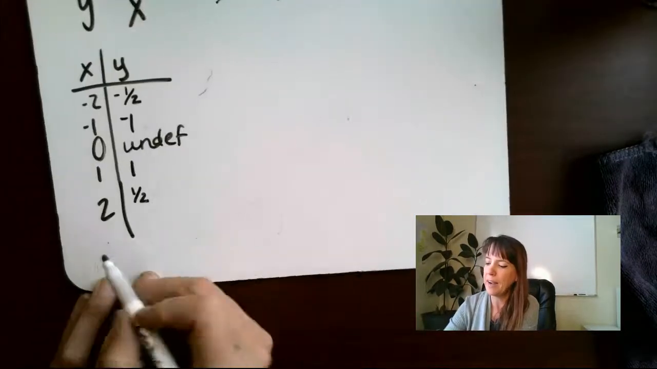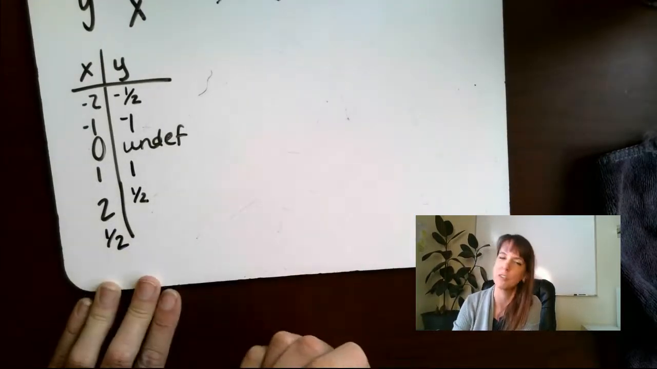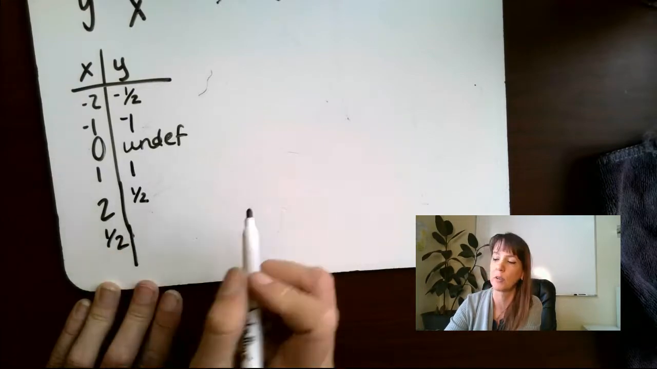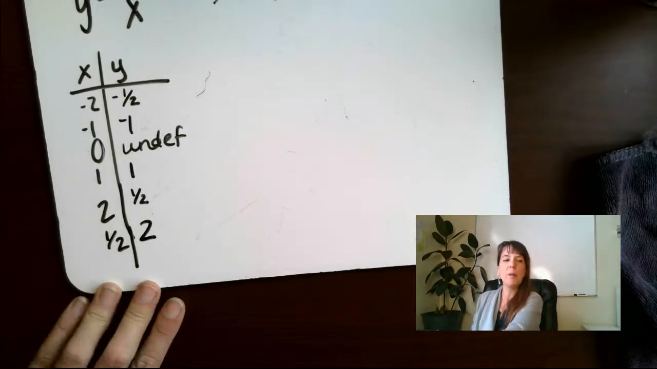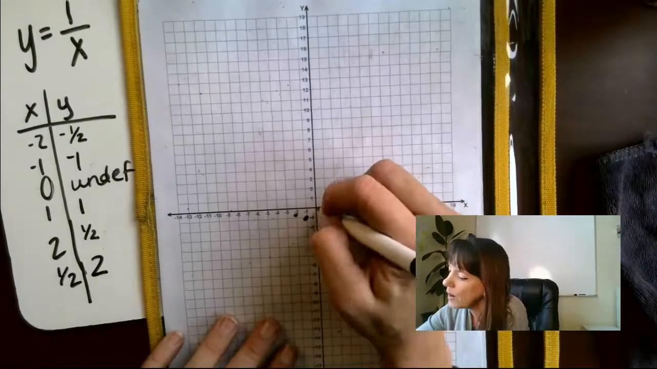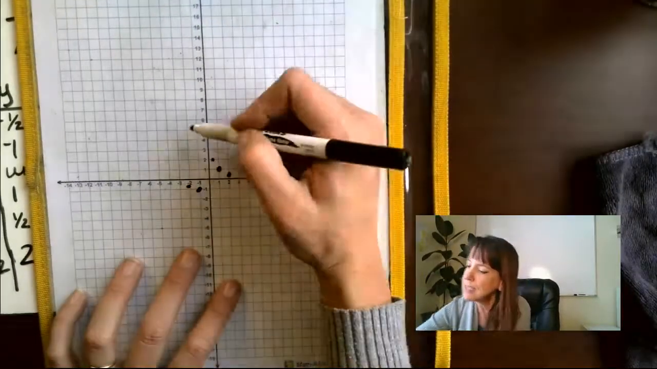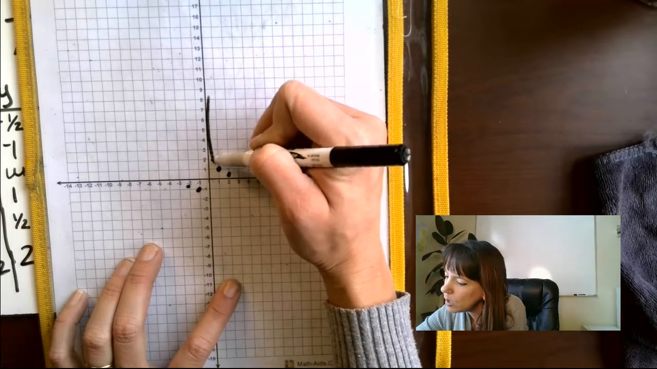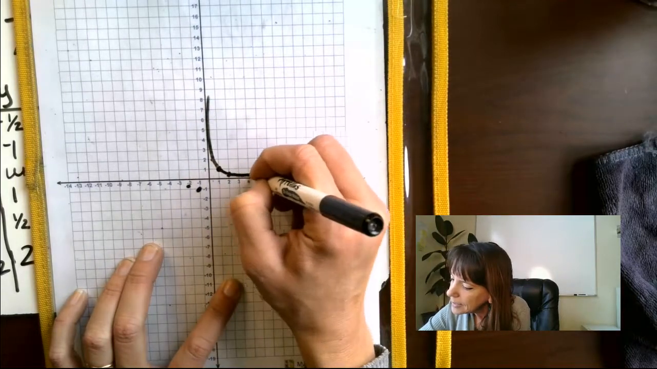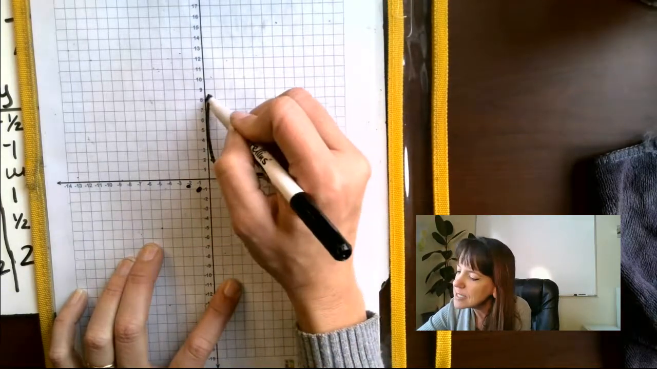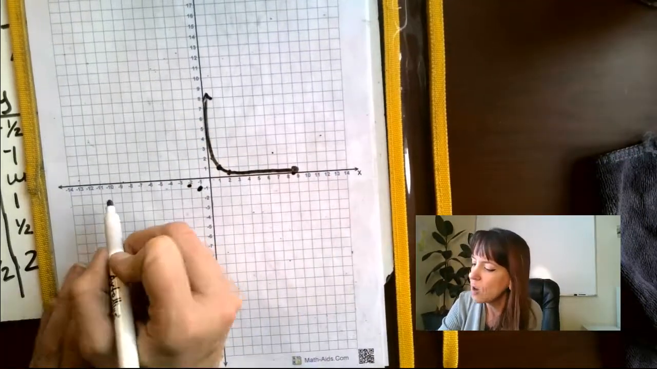So if I were to have 1 half, and guys, my XY charts are never in order, so it's totally okay if yours aren't either. We would have 1 half over 2. Over 1 half up 2. So do you see how this is starting to take shape? The way that this guy is going to look is it's going to go real close to 0 here, and like this. Notice it's never crossing this axis or the other one.